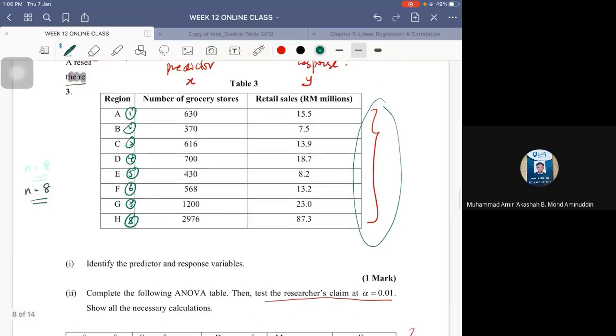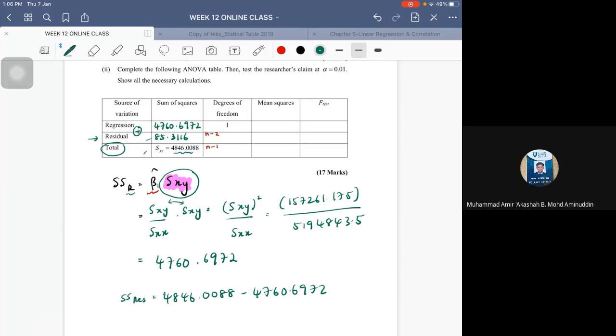So therefore, when I use the formula n minus 2, it's going to be 8 minus 2, which is going to equal 6. And here I'm going to have 8 minus 1, which is equal to 7. Or we know right away, how do we get 7? We just simply have to add them up, 1 and 6. And that is going to give you a value of 7.